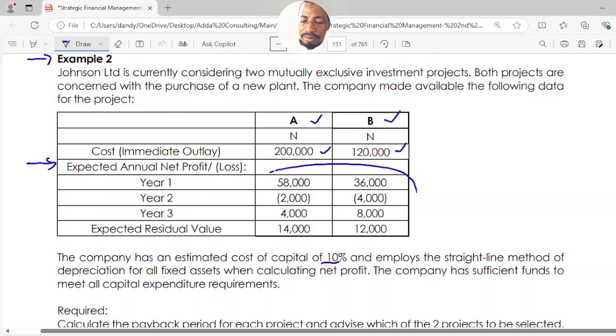All these numbers are not cash flow. They are profit or loss. And you don't use profit or loss to compute payback period. It has to be cash flow. So as a result, you need to convert the accounting profit or loss to cash flow. To get the cash flow, like I explained earlier, cash flow is equal to accounting profit or loss plus depreciation. That will give us the cash flow.